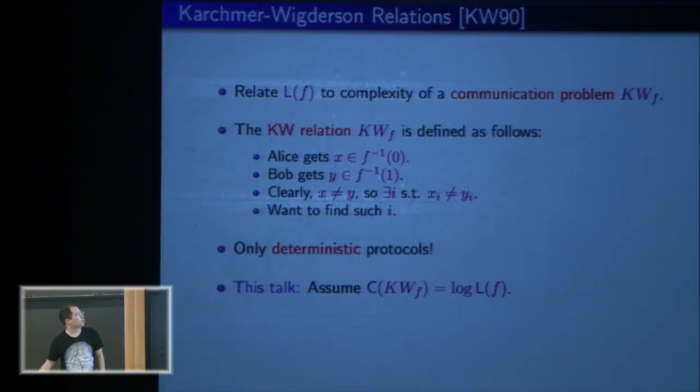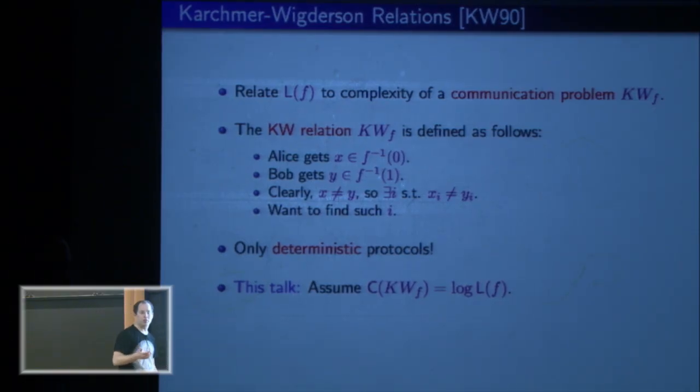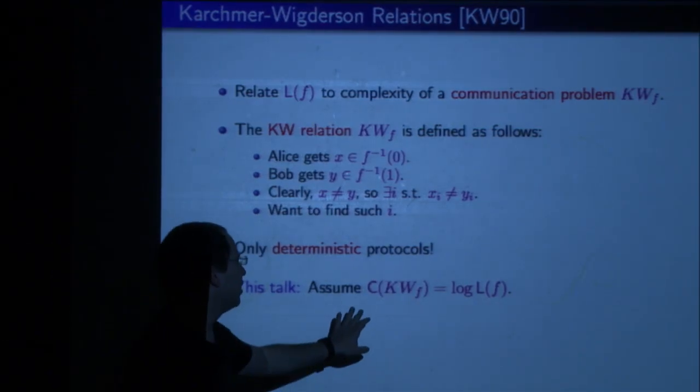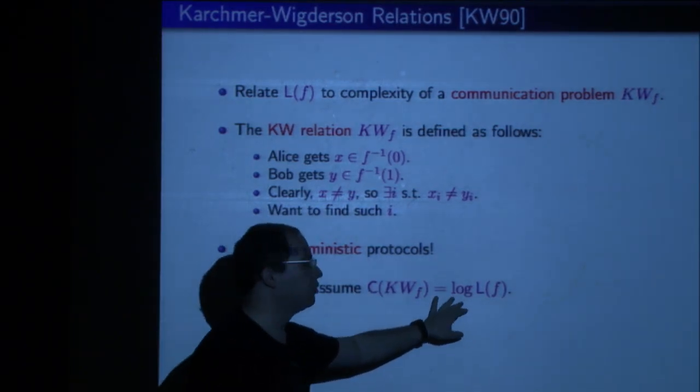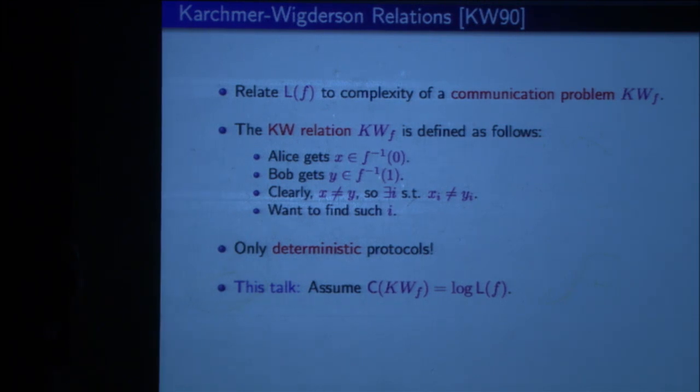Now, what is the connection between the formula complexity of f and the communication complexity of KW_f? Well, the connection is somewhat cumbersome to state, so I won't state it in this talk. But for our purposes, we could pretend that the communication complexity of KW_f is exactly the logarithm of the formula complexity of f. This is not exactly accurate, but it's quite close to the correct thing, and it's sufficient for this talk.